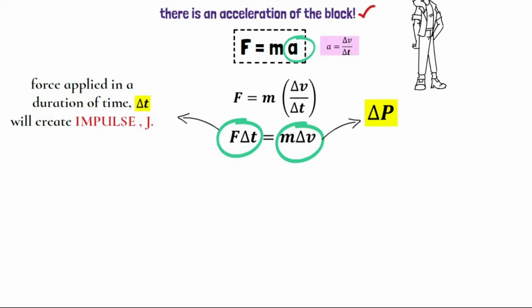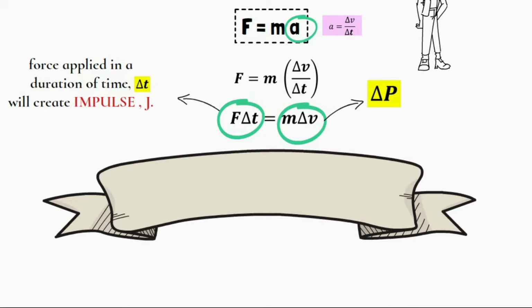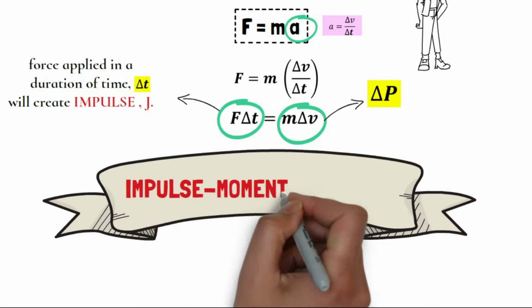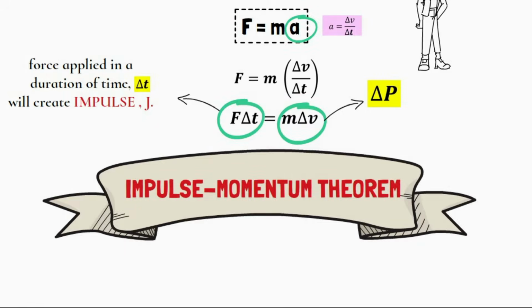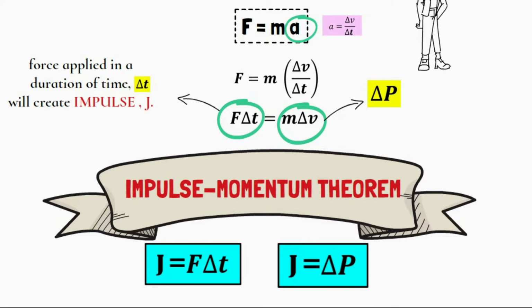So, daripada equation ini, ingat lagi tak? Impulse momentum theorem, kita akan kaitkan dengan dua equation of impulse, where impulse is equal to F times delta T dan impulse juga adalah the change of momentum.